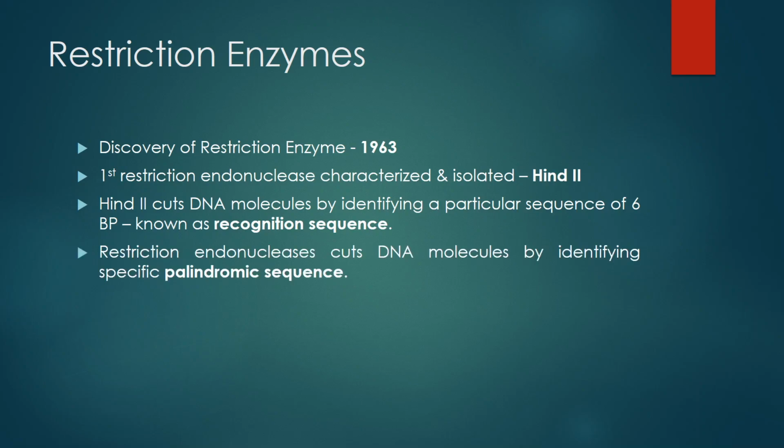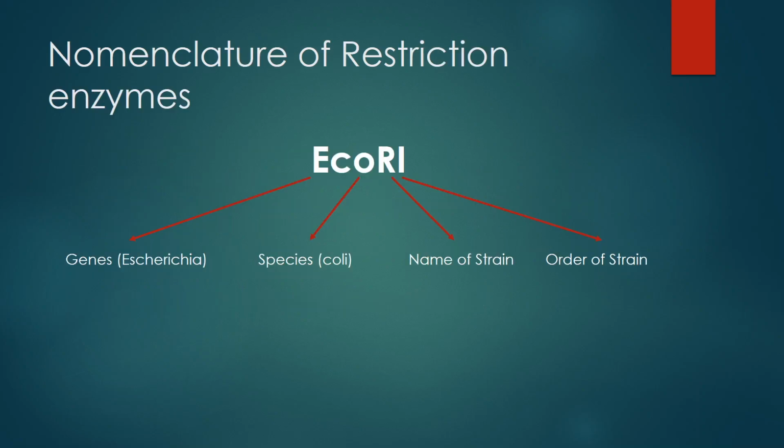Restriction endonucleases cut the DNA molecules by identifying a specific palindromic sequence. Palindrome means a word which spells the same when read from right to left or left to right. For example, Malayalam, when it is spelled from right to left, it spells the same as when it is spelled from left to right. As far as known, today there are about 900 restriction enzymes discovered from about 230 bacterial strains.